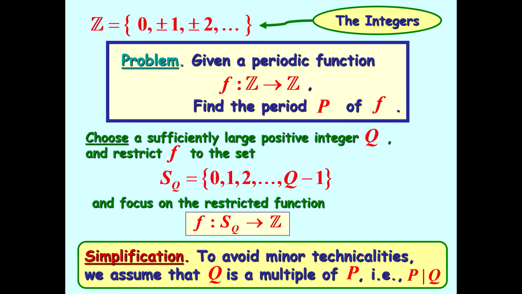To avoid minor technicalities, we assume Q is a multiple of P, that is, P divides Q. We don't have to. The same arguments work, but by making this technical assumption, we avoid spending a lot of time working with small pieces or tails of sums. Nothing essentially is lost by so doing.